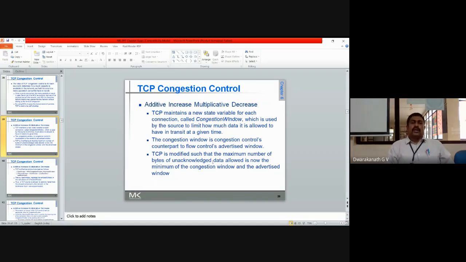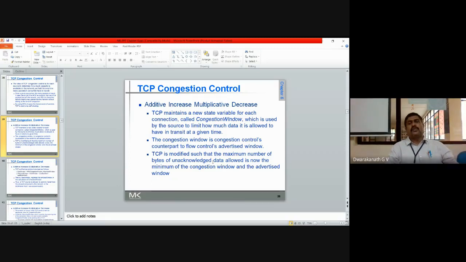Now, additive increase, multiplicative decrease. We'll see how this algorithm works in TCP. These are very important algorithms in the TCP protocol, which means the TCP protocol has been built and coded based on these algorithms. Additive increase first. TCP maintains a new state variable for each connection. We'll call that the congestion window.